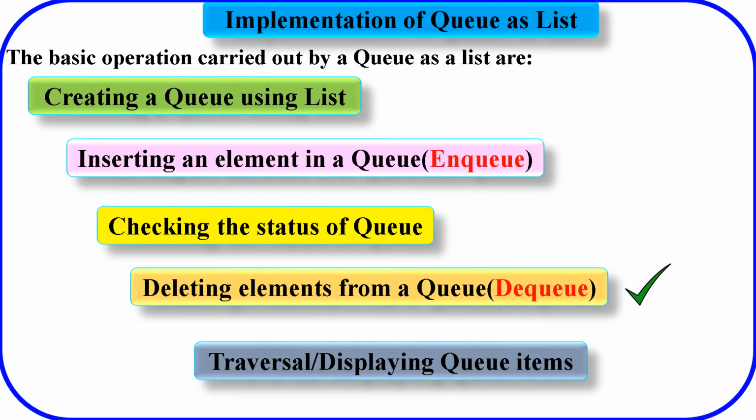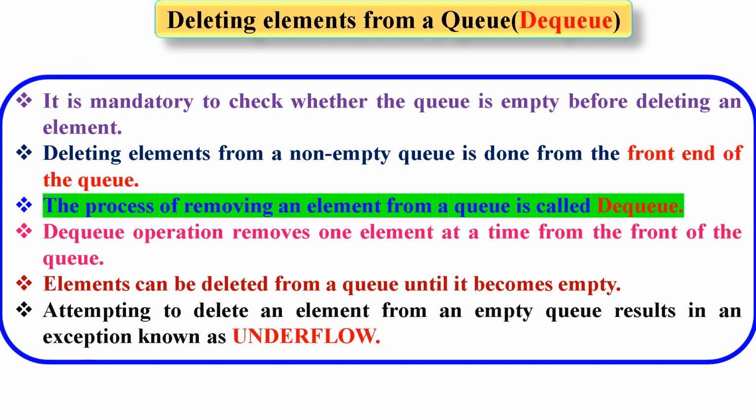Now, we're going to discuss deleting elements from a queue, dequeue. It is mandatory to check whether the queue is empty before deleting an element. Deleting elements from a non-empty queue is done from the front end of the queue. The process of removing an element from a queue is called dequeue. Dequeue operation removes one element at a time from the front of the queue. Elements can be deleted from a queue until it becomes empty. Attempting to delete an element from an empty queue results in an exception known as underflow.